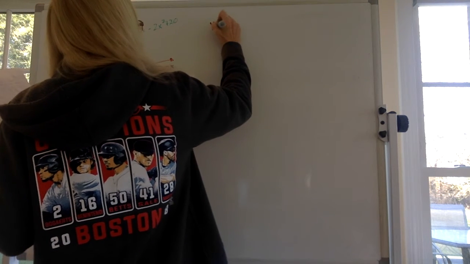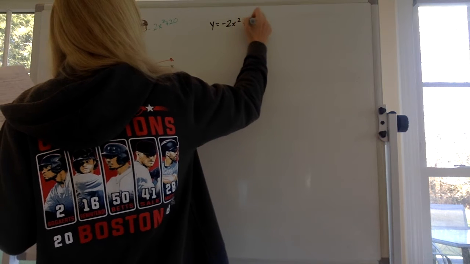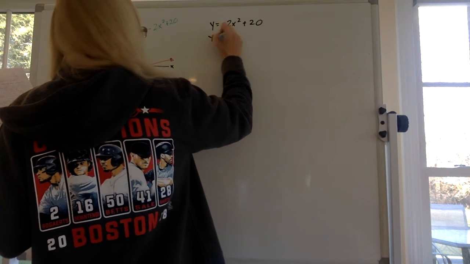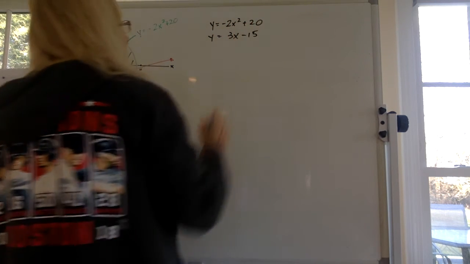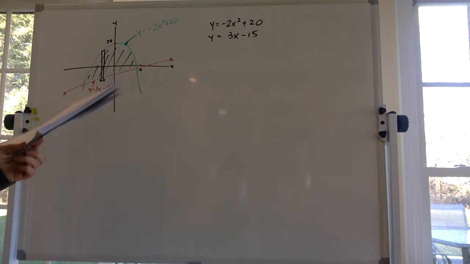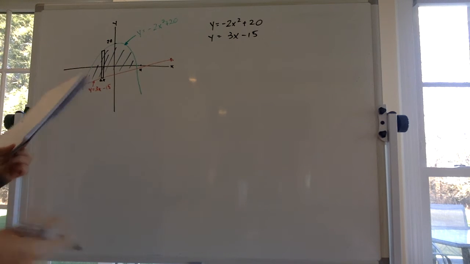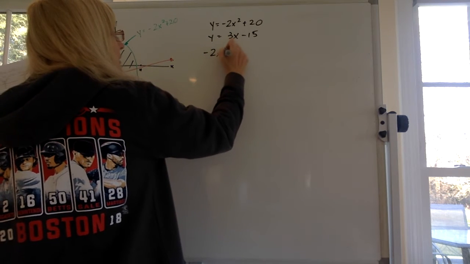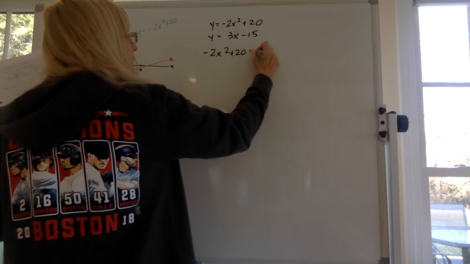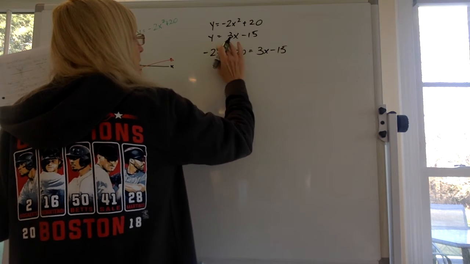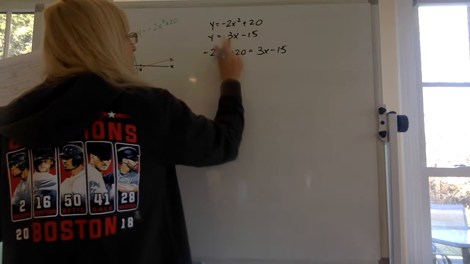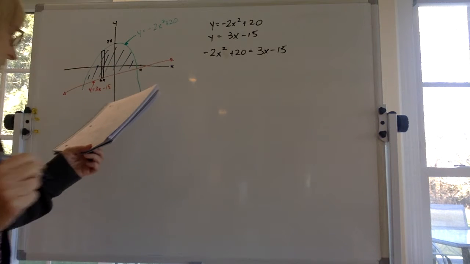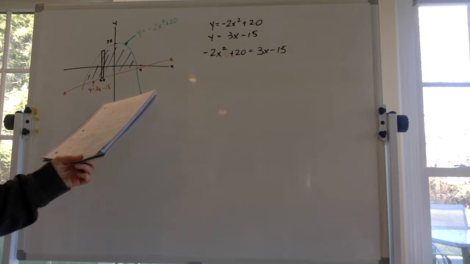One is minus 2x squared plus 20. The second one is 3x minus 15. To find out where they intersect, where they have the same y values, you set these two y's equal to each other. That's a big 2 there. It's x squared. Okay, so now we have to try to solve for x.